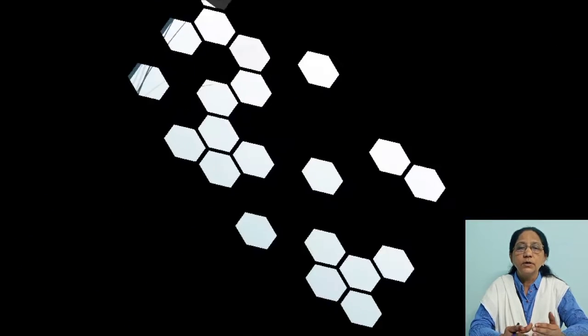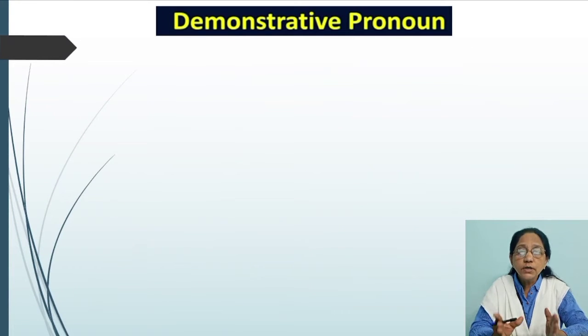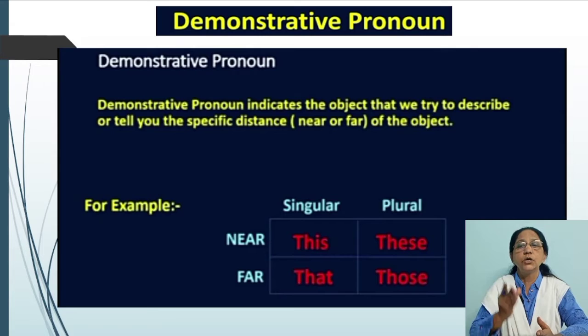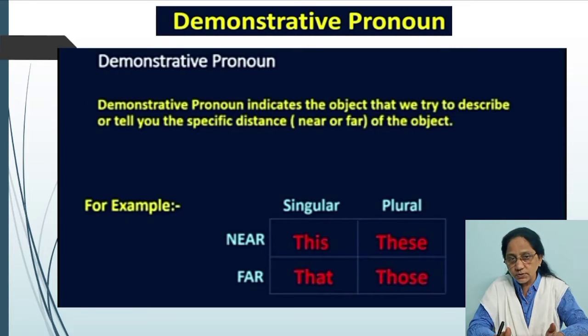The next type of pronoun is demonstrative pronouns. Demonstrate means show. It indicates the object that we try to describe or tells the specific distance, whether it is near or far away. For example, near and far. Now, if the object is singular, we use this, and if the object is plural, we use these. Suppose the object is far away from us, then we use that for singular and those for plural.